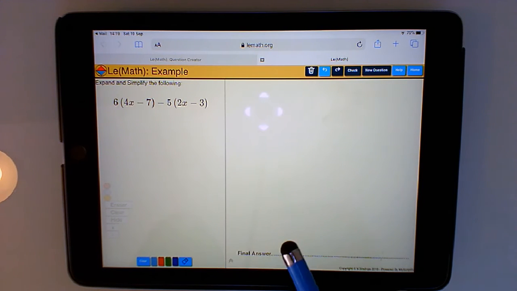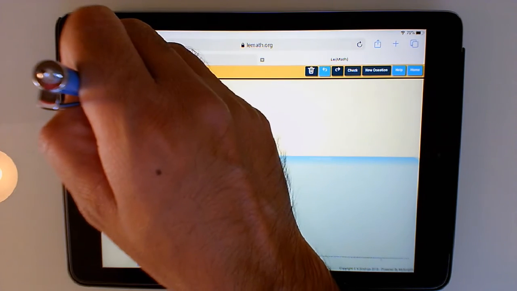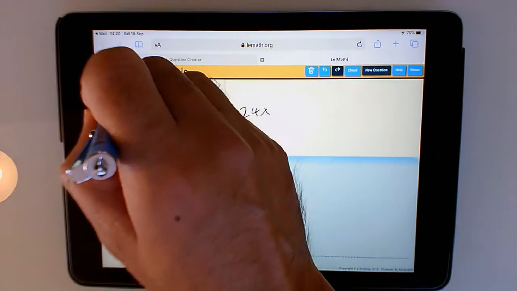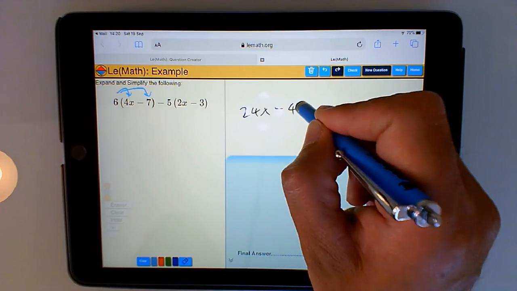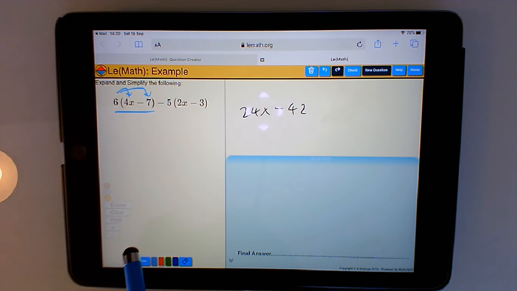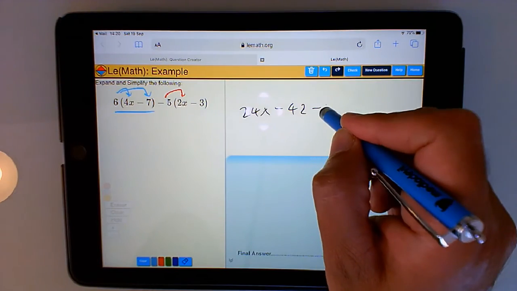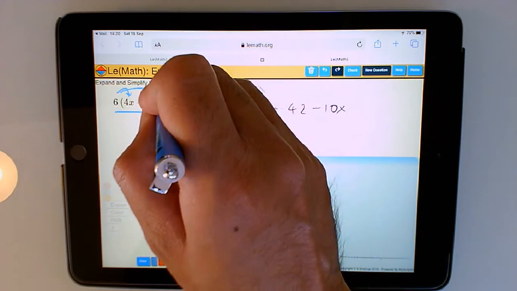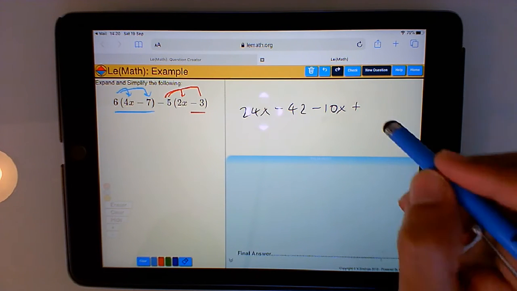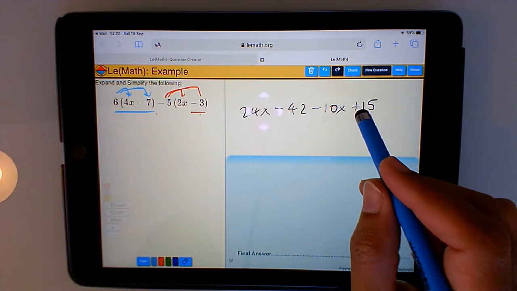Okay, so this one's a little bit different because you have to be careful with some of the minus signs here. So we need to do 6 times 4x, that's 24x. Then we need to do 6 times minus 7, that's minus 42. So that's the first bracket done. Now we need to move on to the second bracket and multiply that out, but we just need to be very careful. That's minus 5 times 2x, that's minus 10x. Very straightforward. But this is minus 5 times minus 3. Now just remember, two negatives make a positive, so the value would be plus 15.